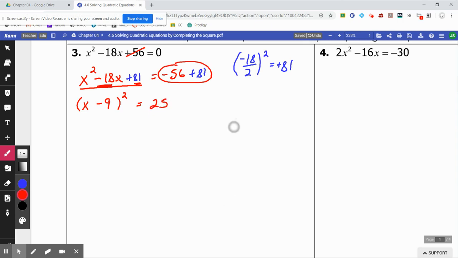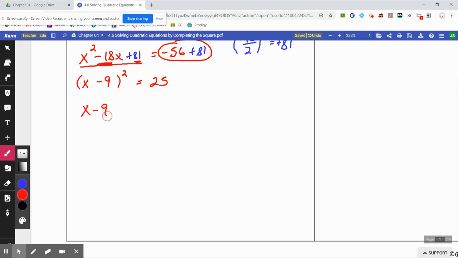And now it's just like our warm-ups. To get rid of a square, we go to the other side and we do plus and minus the square root.